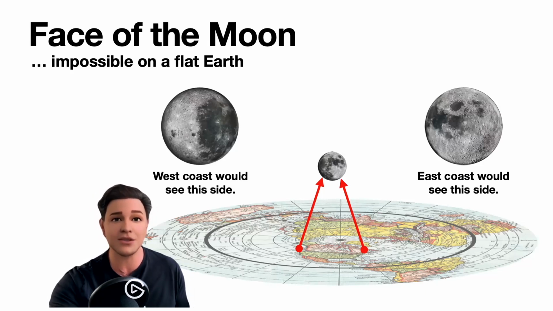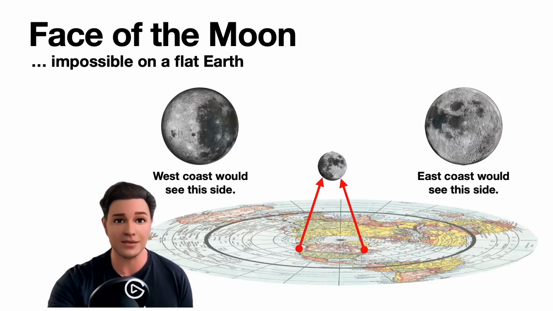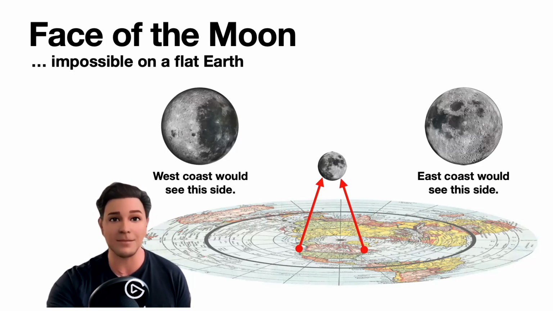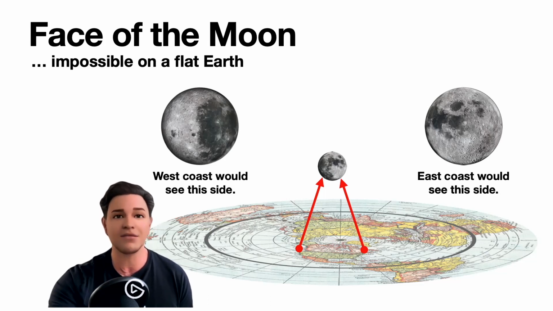So in the position of the moon directly over the United States, the West Coast would see the moon like this. The East Coast would see the moon like this as it passed by because we're seeing different parts of the ball. You can't argue that. That's just the way it is with a sphere. You can't be looking at different sides from different angles as it passes by.